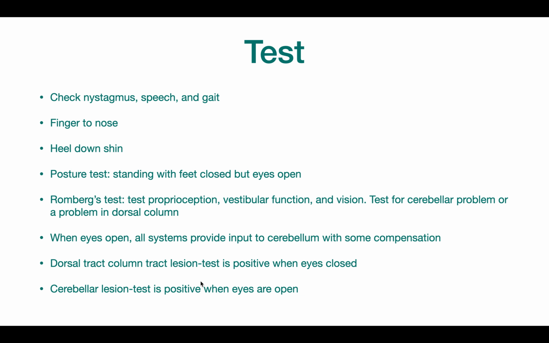There is a problem because this is a problem with proprioception only. There is compensation when their eyes are open. So that means that everything is being coordinated correctly in the cerebellum. Things are being able to be relayed and interpreted. There's a cerebellar lesion when the test is positive and the eyes are open. Eyes are open, you give them a little push and instantly they fall to the ground. There's no compensation involved at all.